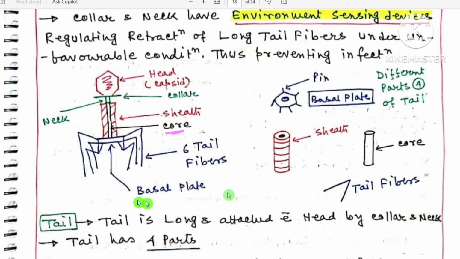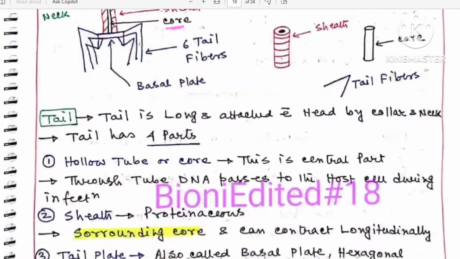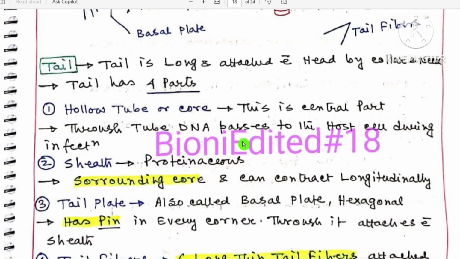Okay. Now the tail has a hollow tube, or core. In this tail there is a hollow tube, and this hollow tube is usually known as the core. This is the central part of the tail, and through this tube the DNA passes to the host cell during infection. When a bacteriophage infects a host, it releases its genetic material inside the bacterial cell, and this genetic material passes from the head to the bacterial cell through the tail, right?